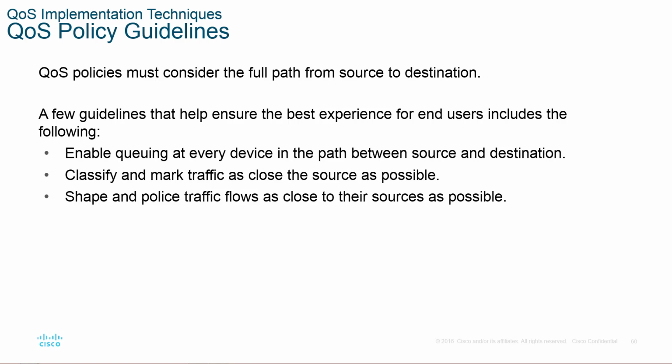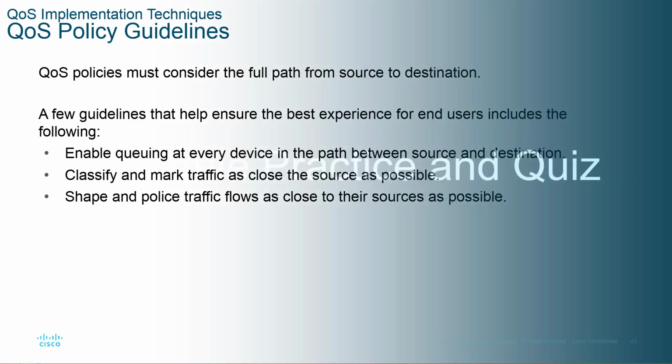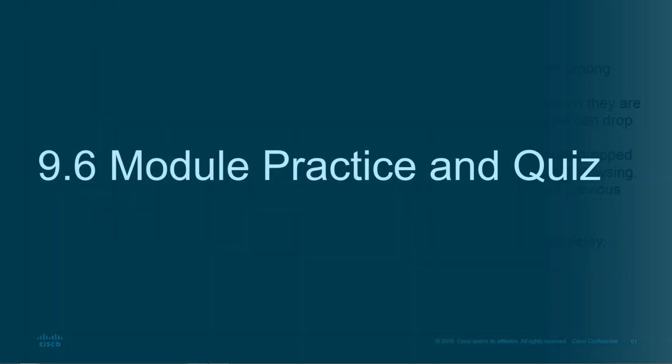So some of the policies: you have to consider the full path from source to destination. You want to enable queuing at every device in the path between source and destination. We want to classify and mark our traffic as close to the source as possible, and we can shape and police traffic flows as close to their sources as possible. The end.